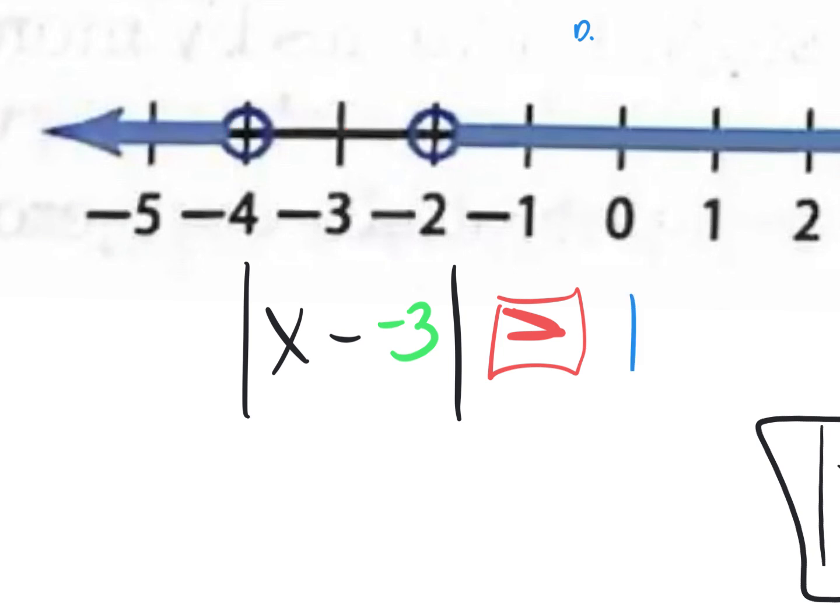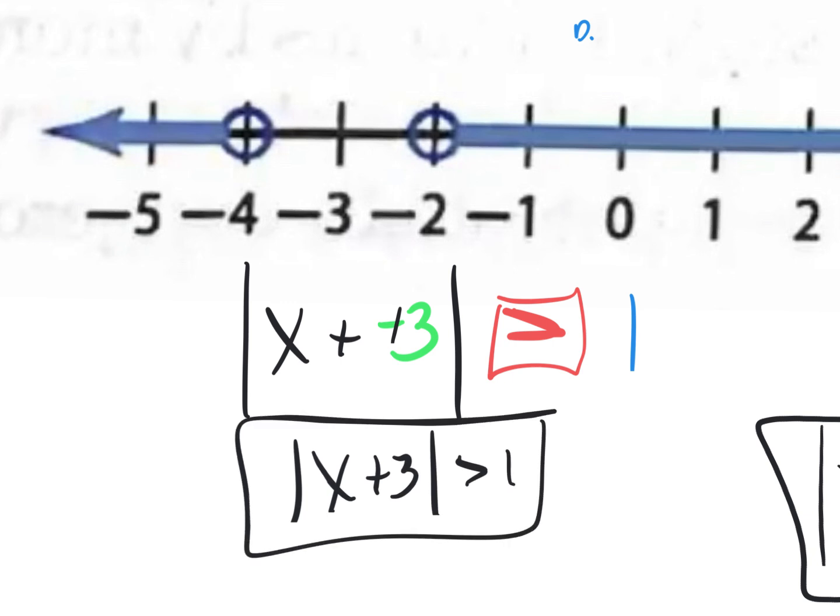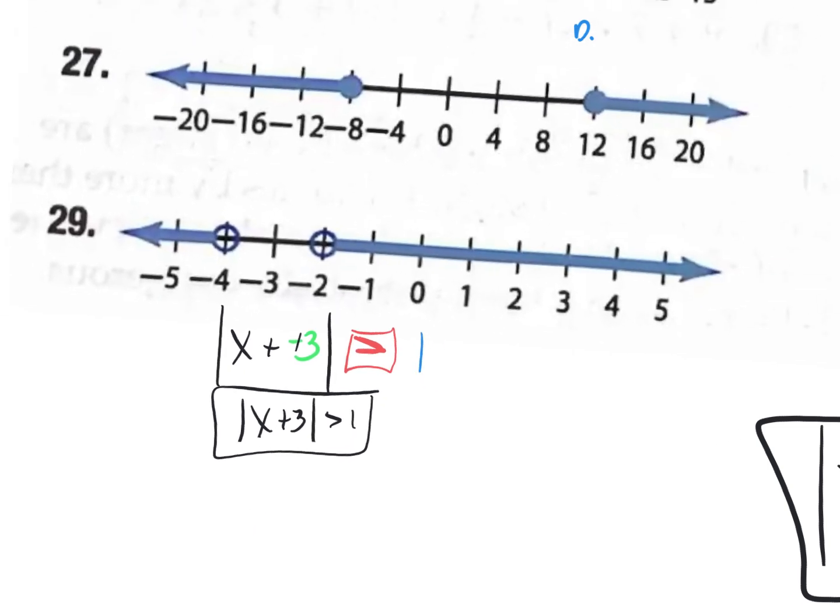And the only thing you can do to make it look nicer is change the minus to plus 3, and you're done. Absolute value of x plus 3, close absolute value, is greater than 1. And that's it. Pretty easy, right? Again, the only way to get comfortable with this is to actually do it.